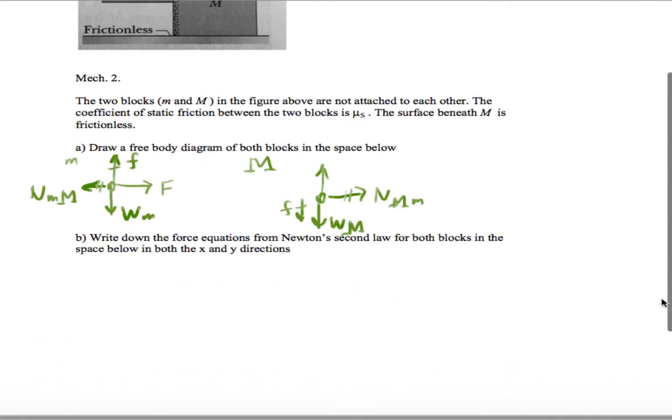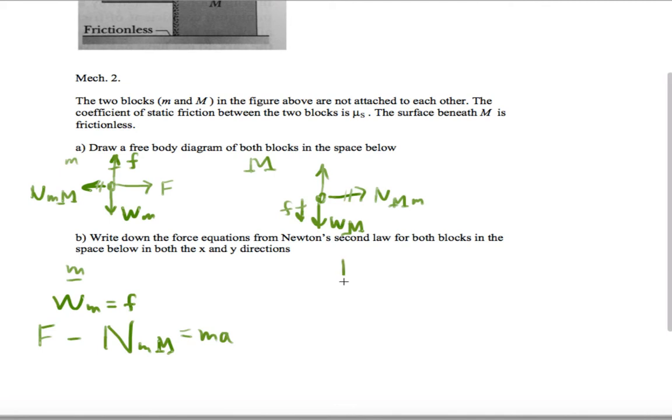Now let's go ahead and write down Newton's law for both these blocks. So for little m, I'm going to have the weight of little m balances the friction force, and I'm going to have the force applied minus the normal on little m due to big M equals little m times a.